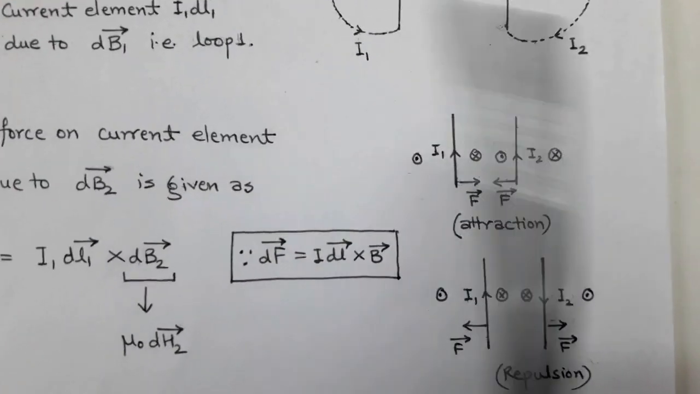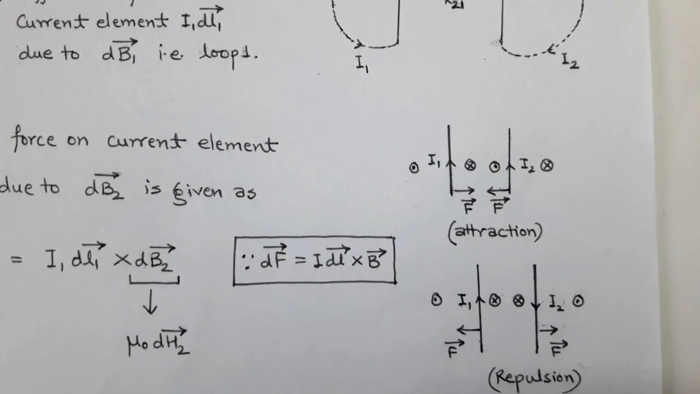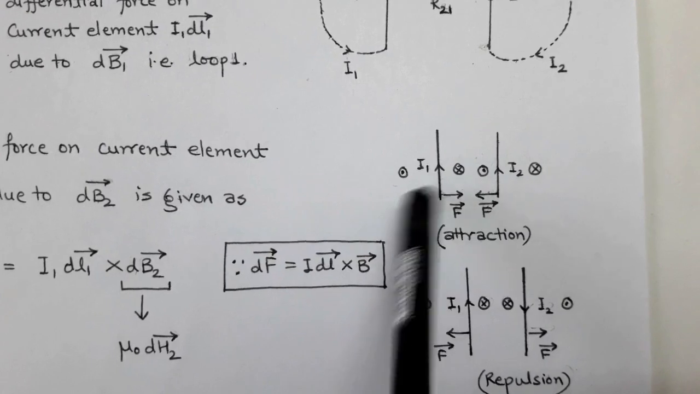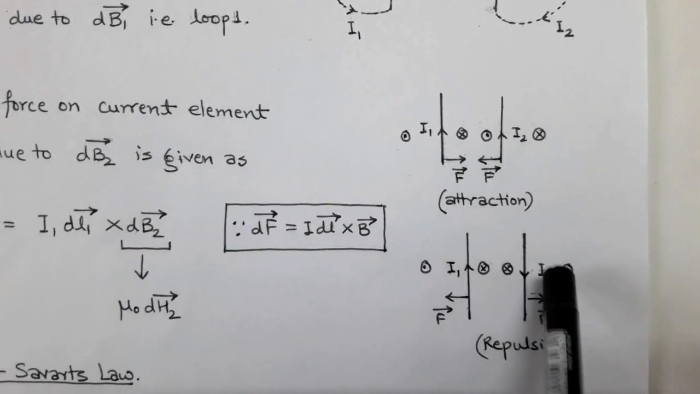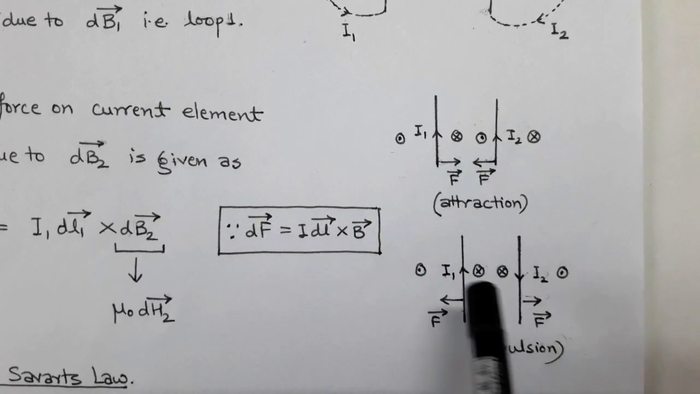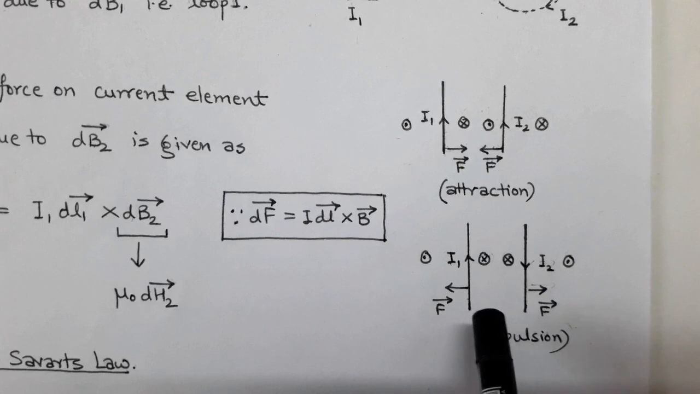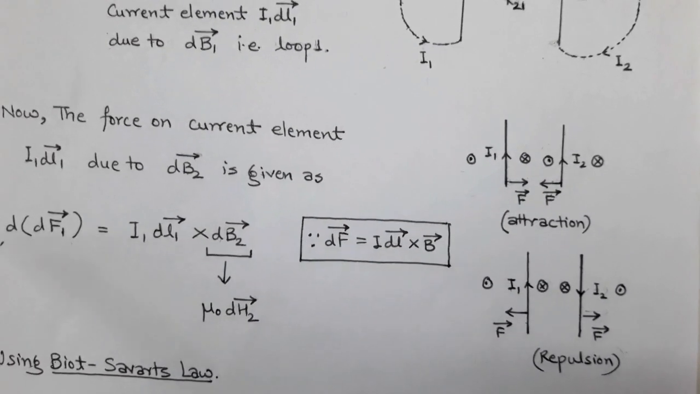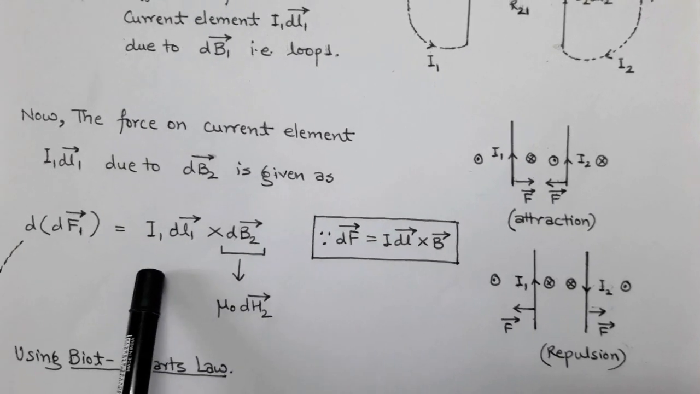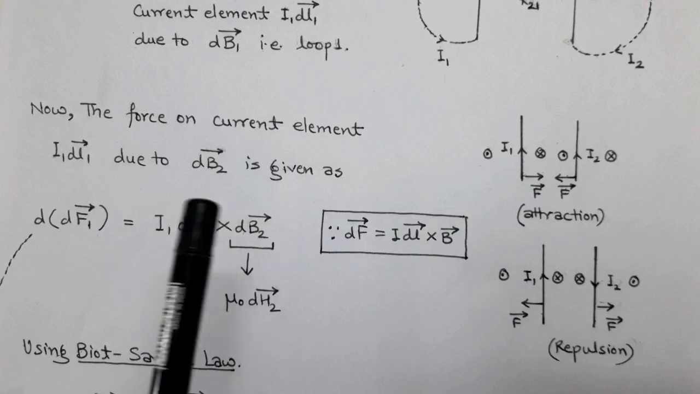So between these two conductors there is an opposite direction of magnetic field, so there is a force of attraction. But in case of current flowing in opposite direction, the magnetic field between these two conductors is of the same sign, that is of the same direction, so there is a force of repulsion. So in this way we get a magnetic force between two current elements that depends upon the direction of current flow.